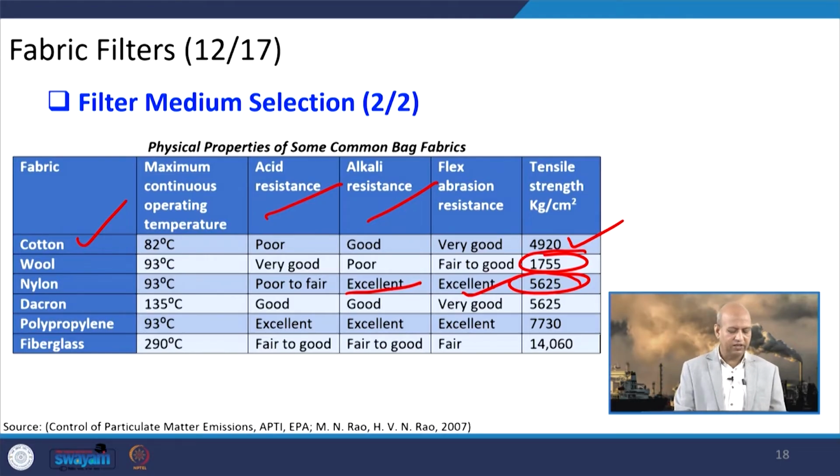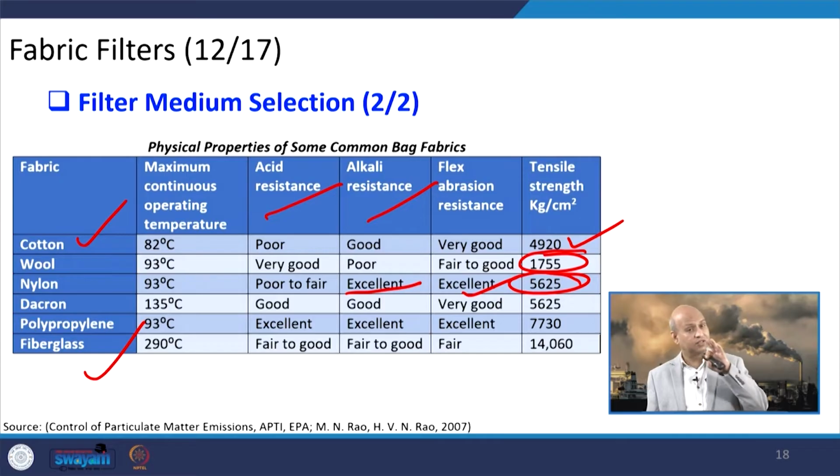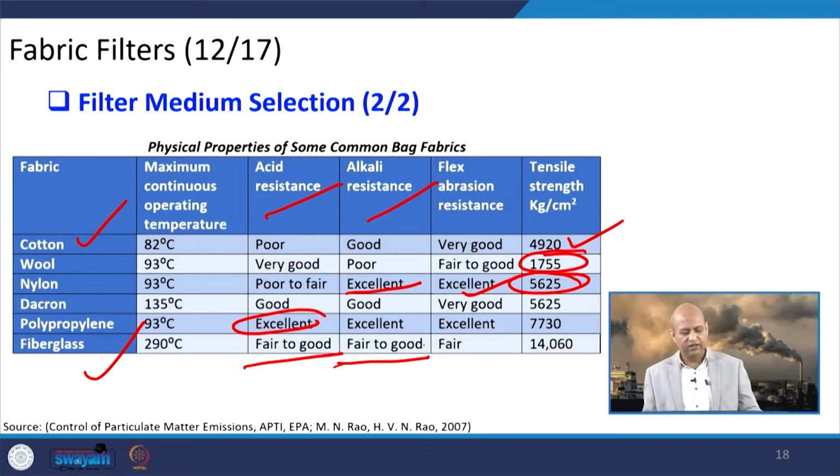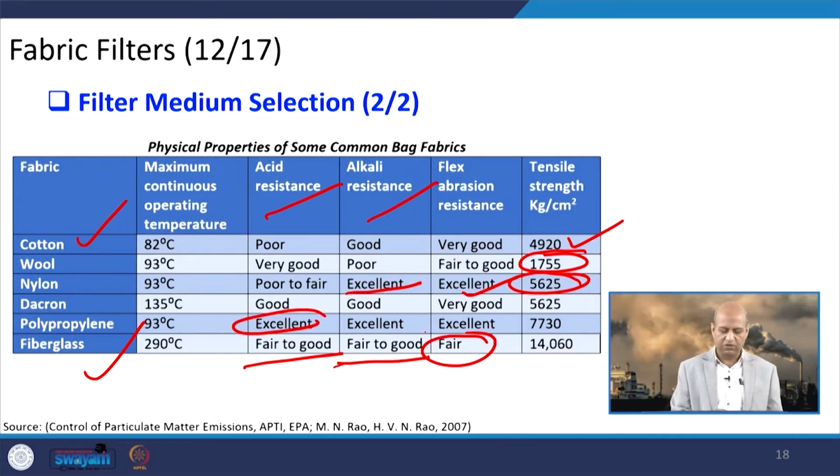Then other materials are there. The best one, you can see here, is fiberglass, which has very high temperature resistance, up to 290 degrees Celsius it can resist. But acid resistance is fair to good, basically it is not excellent like polypropylene. Okay, so it is fair to good. Similarly, alkali resistance is also fair to good, and flex abrasion resistance is fair, not excellent.